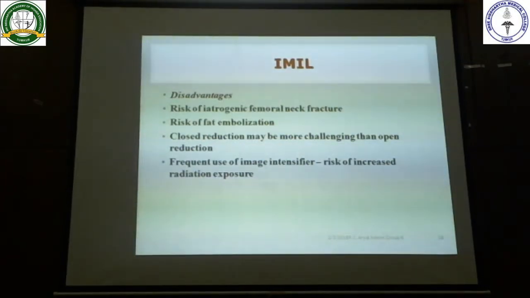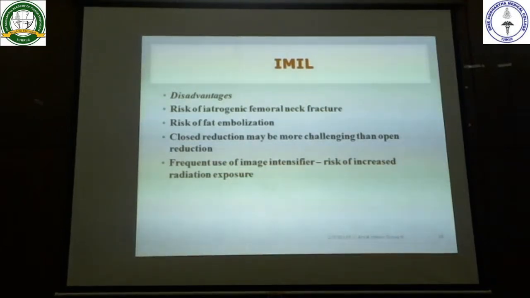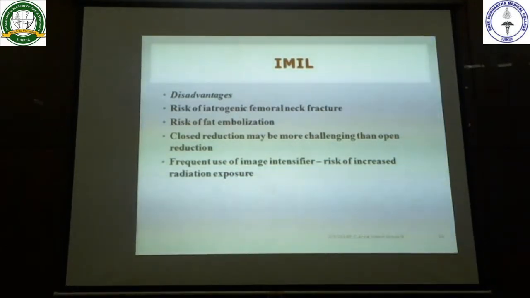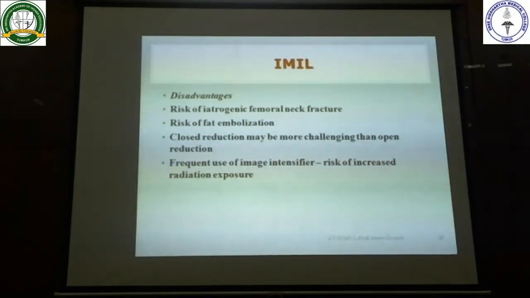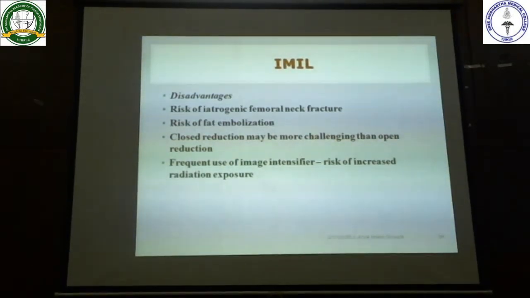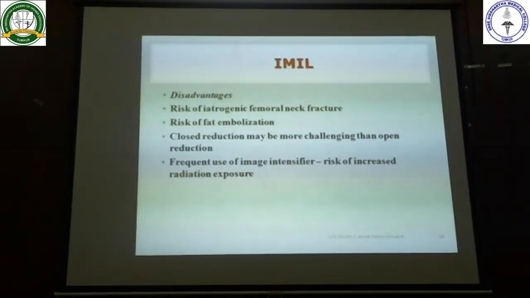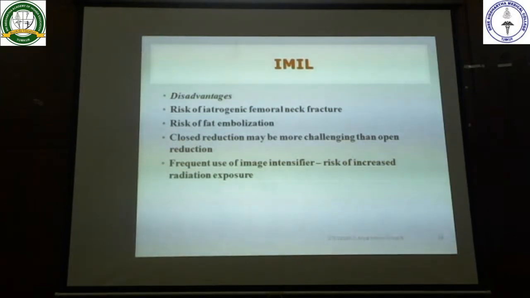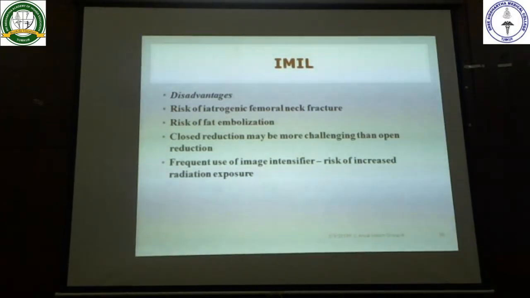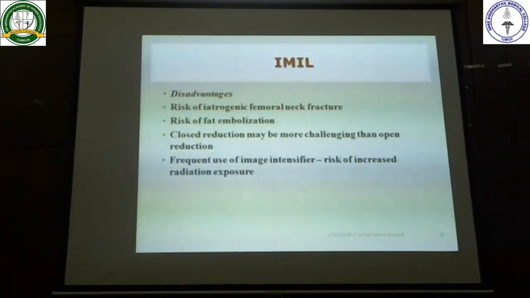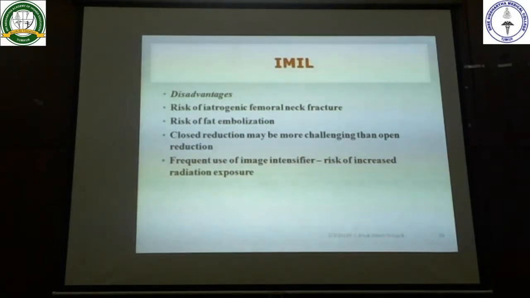Disadvantages? Again, risk of iatrogenic femoral neck fracture. While operating, you may end up fracturing the femoral neck. Not very likely, but possible. So that is one disadvantage. Risk of fat embolization. There's something called reaming. When you're trying to put the nail into the intramedullary canal, when you ream the canal, it might release some fat globules into the bloodstream, and that can cause fat embolism and all those things.